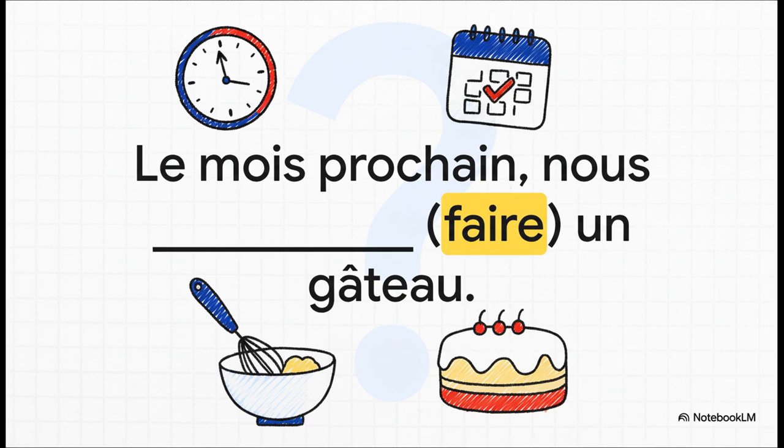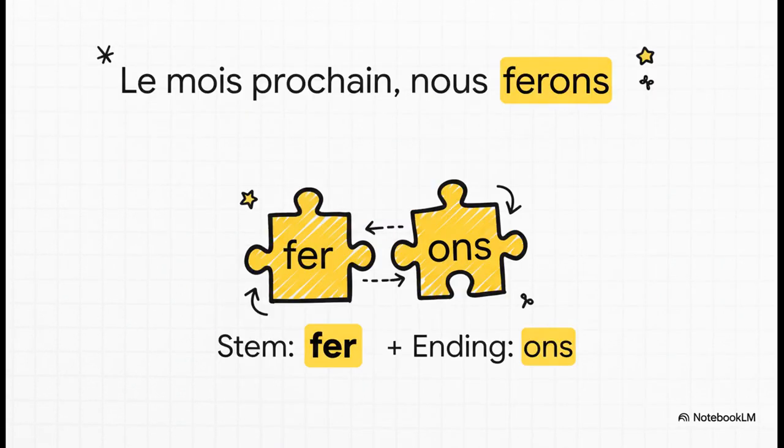All right, next up, le mois prochain, nous, faire un gâteau. Next month, we, to make a cake. Now remember, faire is another one of our VIPs. So what's its special stem? And what's that nous ending? And there we go, ferons. The stem for faire is fer, and the ending for nous is ons. Ferons. Le mois prochain, nous ferons un gâteau.